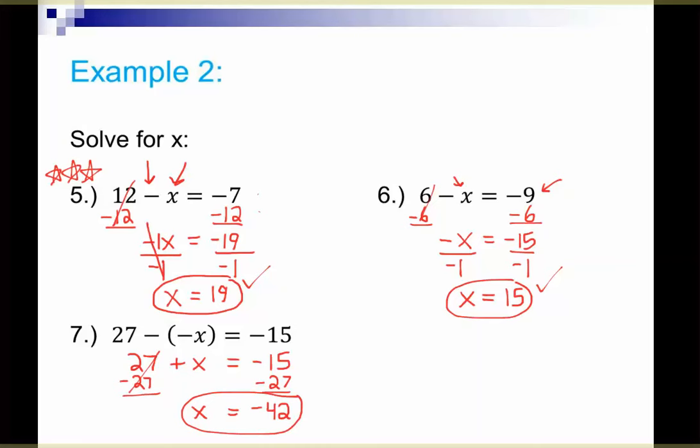I plug in that negative 42, make sure that it makes sense. And actually, this is a pretty confusing one to plug in. If you were to plug in a negative 42 here, essentially you would have 3 negatives. It'd be like saying minus negative 42. 3 negatives is basically the same as 1 negative. So 27 minus 42 does equal negative 15. And we are good to go.